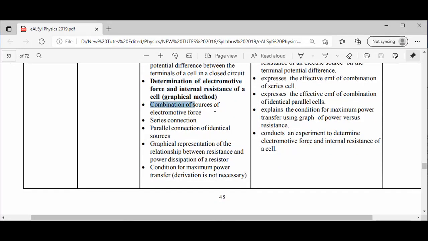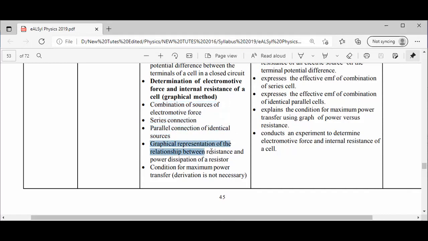Combination of sources of electromotive force, series connection, parallel connection. So we'll discuss some questions to cover these things. How batteries are connected in parallel, how batteries are connected in series. The best thing to learn them is by doing some questions. So next week we'll discuss some questions also.